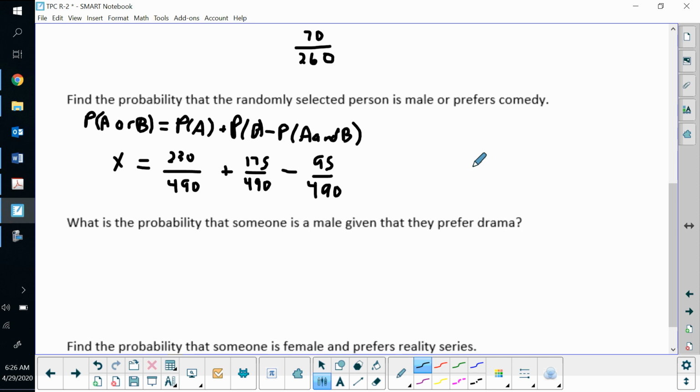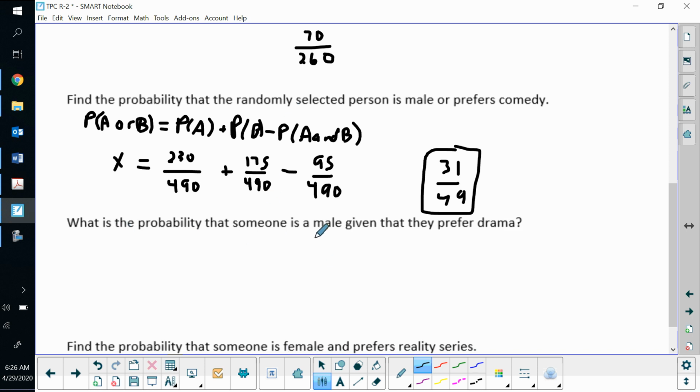Now, sometimes you might have to rearrange to get x by itself, but in this case, the x is already alone, so we can just punch in each of those fractions. And when you punch it in, it reduces to 31 over 49. So that's the probability that the person selected will be male or comedy. Anytime you have an or in the question, you will need to use the or formula, whether it's something that's given to you or it's something that you're trying to find.